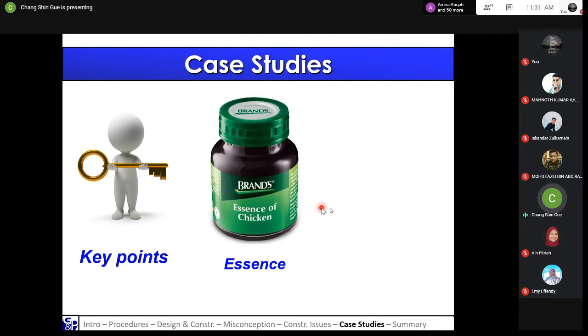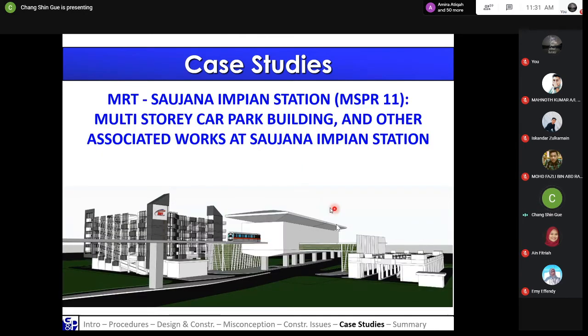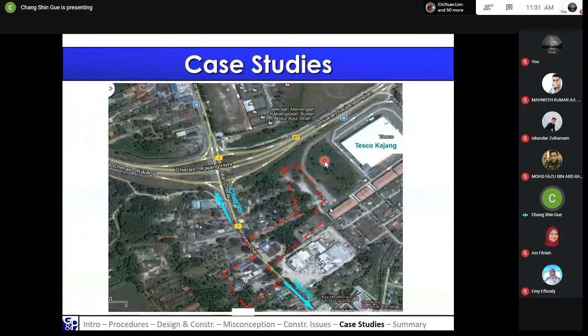The one that I'm going into detail for the case study is actually a multi-story park and ride building for the MRT Line 1 Sarjana Impian station, which is in Kajang. So this is not too far from UPM. This dotted line is the site, which is quite close to Tesco Kajang.